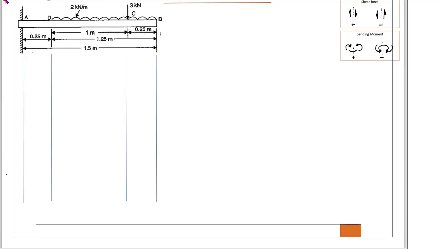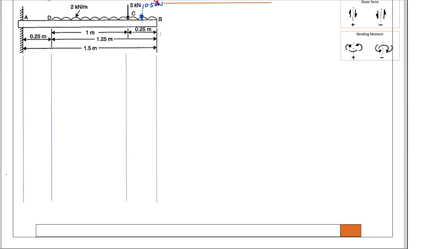Here the points DC is one part and CB is another one. Therefore, this is a one point load, and this is one UDL between C and B. Therefore, this is converted. The intensity is the same from D to B. What is this intensity? This intensity is 2 kilonewton per meter. 2 into 0.25 is 0.5. Okay, this 0.5 kilonewton is the converted UDL.